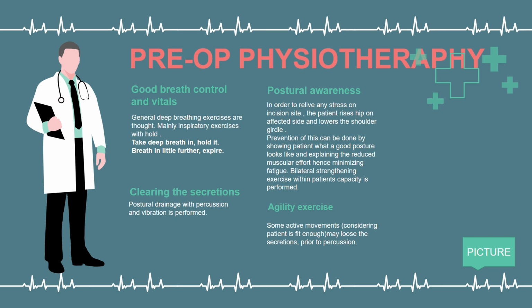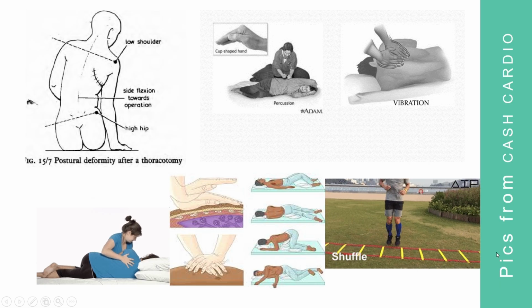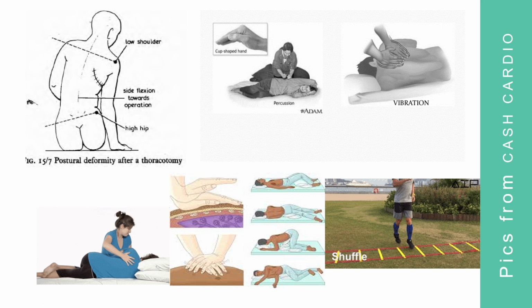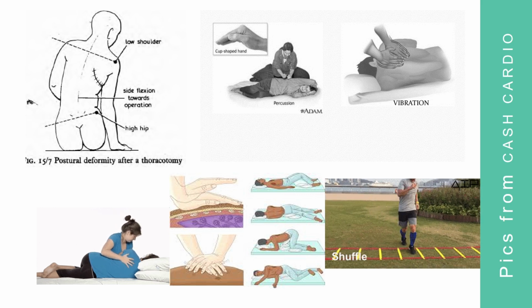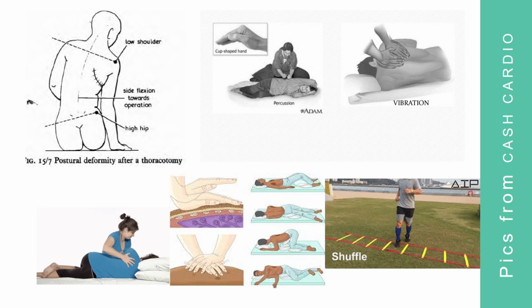Now general breathing exercise is taught, where the main focus is on inspiratory exercise with hold. The instruction to the patient will be: take a deep breath, hold it, breathe a little more, expire. As we can see in the image, percussion and vibration with postural drainage aim at loosening the secretion from the airway walls and accelerate clearance from peripheral lung regions.